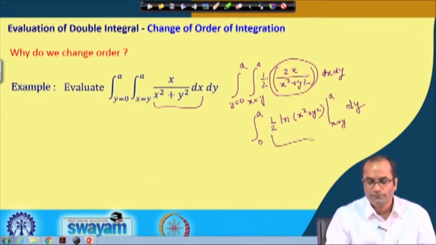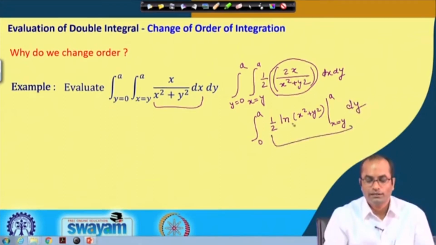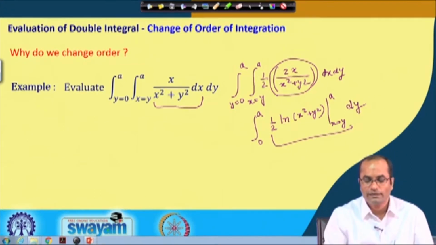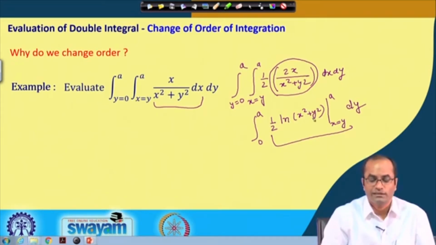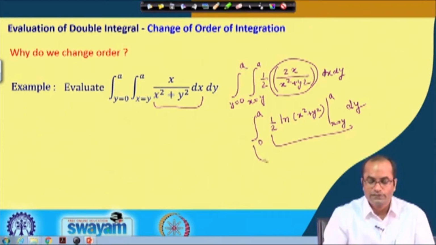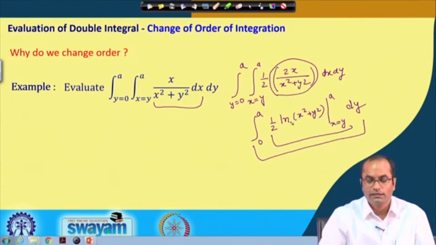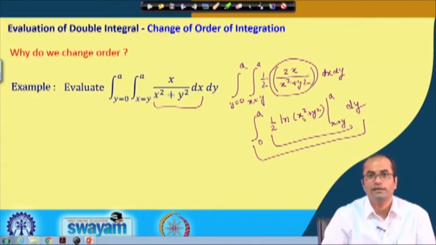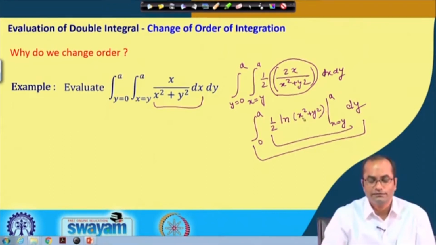So, this will become the function of y now, which will be ln(a² + y²), and then here we will also have minus ln(2y²). So, the point is that integrating this function, the logarithmic function ln(a² + y²) or this ln(2y²), is very difficult.